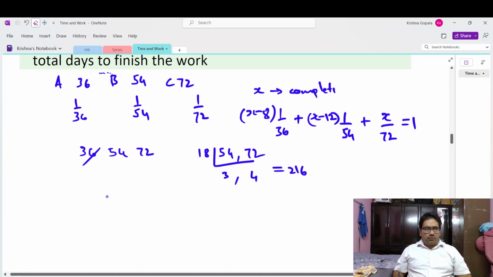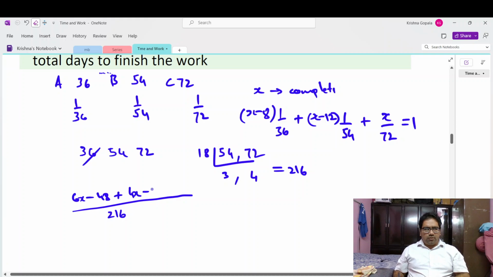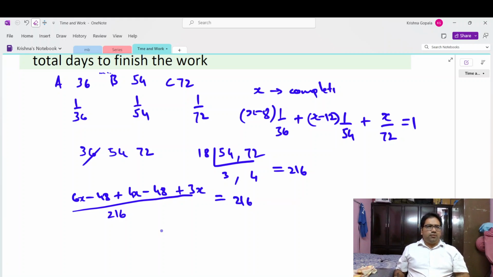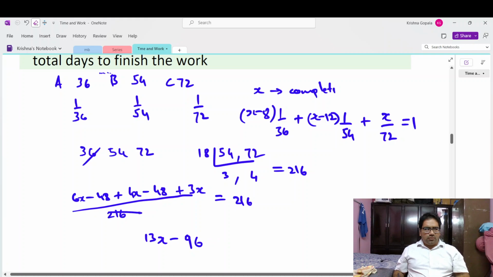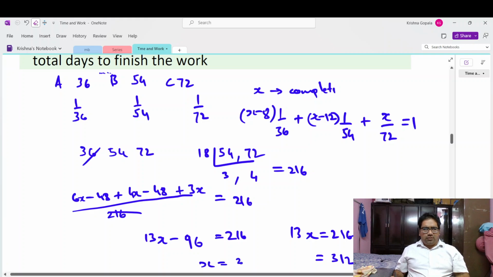Then 216 by 36 is 6, so 6x minus 48, plus 4x minus 48, plus 72 into 3, which is 3x, equals 216. So 13x minus 96 equals 216. 13x equals 216 plus 96, that is 312.